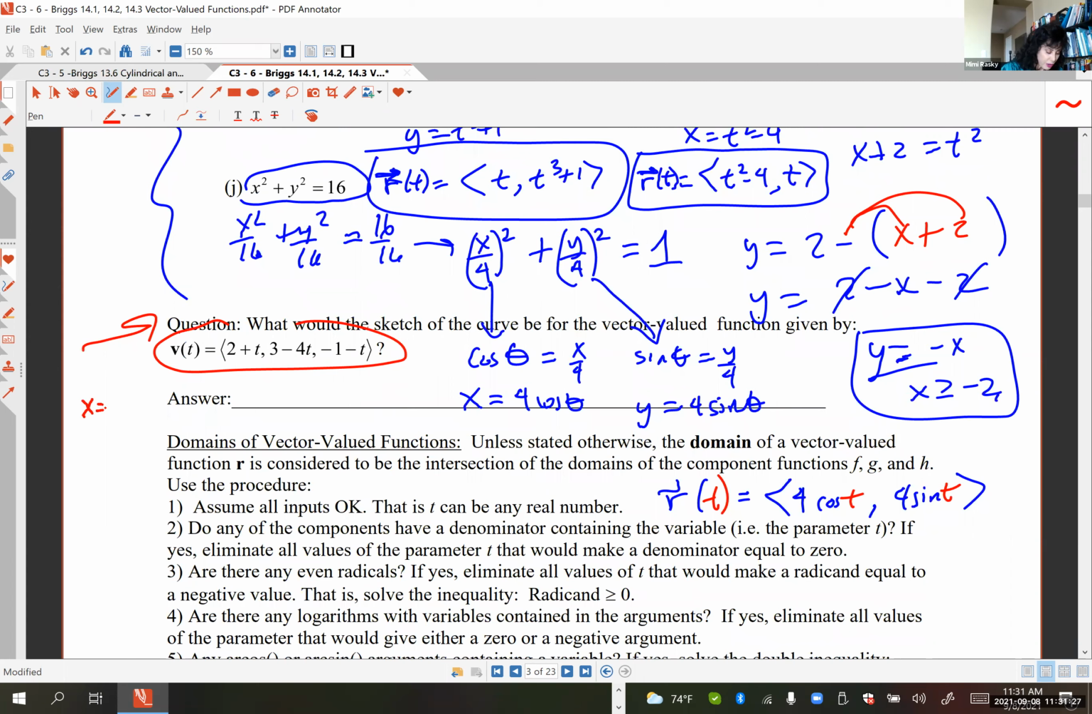Like, what does x equals 2 plus t, y equals 3 minus 4t, and z equals -1 minus t remind you of? I'll give you a hint. It's something from chapter 13 that we studied already.